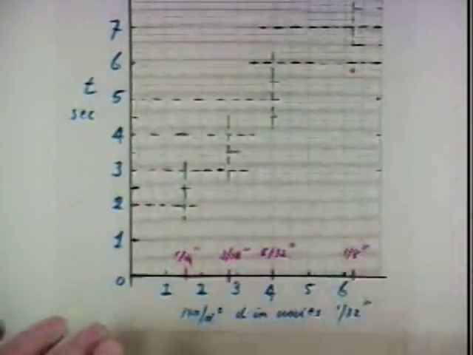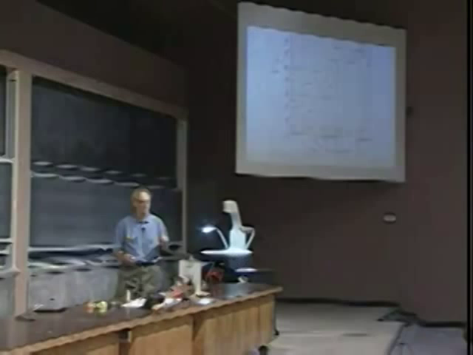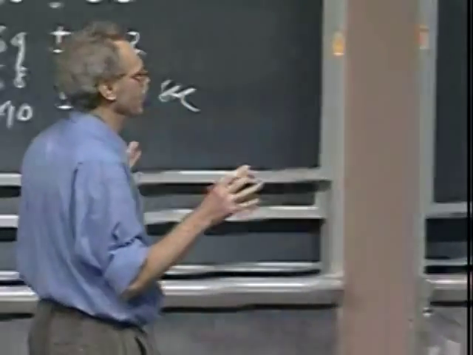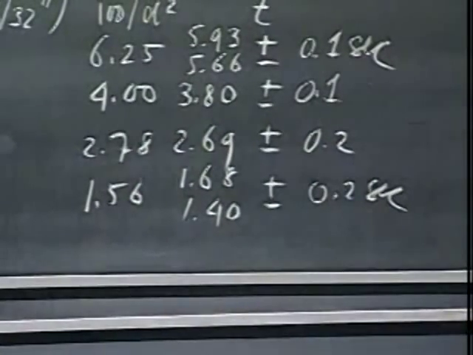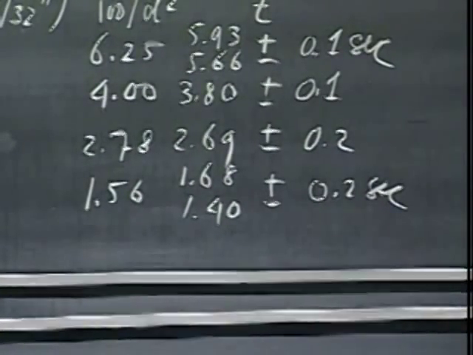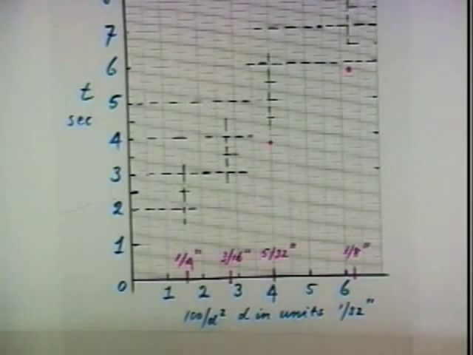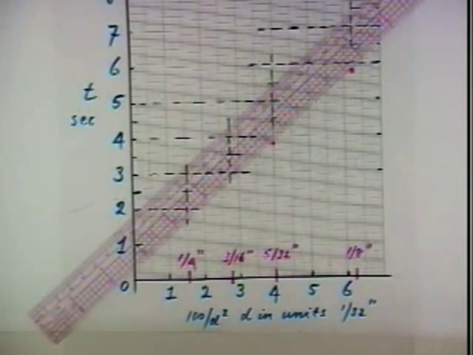Notice the point is lower than where I expected it. And the reason is the temperature went up. And if the temperature went up, then the viscosity goes down and they go faster. But that's okay. That doesn't worry me. The next one, 3.80. For 3.80. You see that? I predicted that. Straight line. Isn't that a straight line? It's not a straight line? What's wrong?